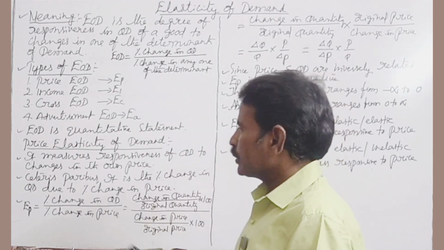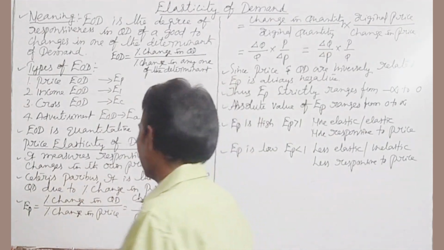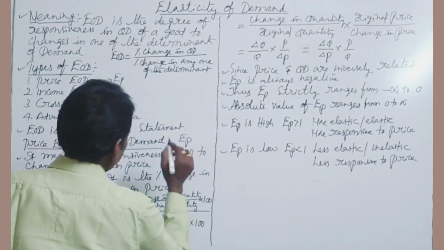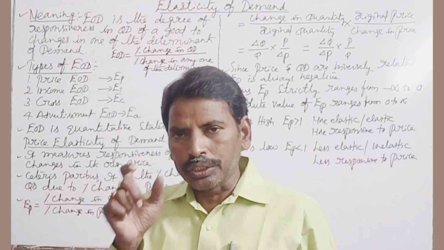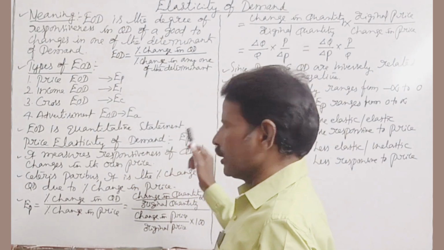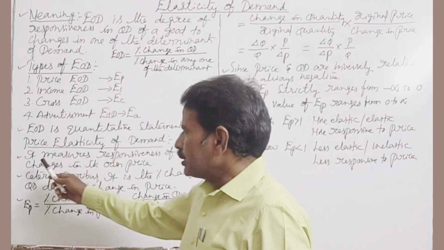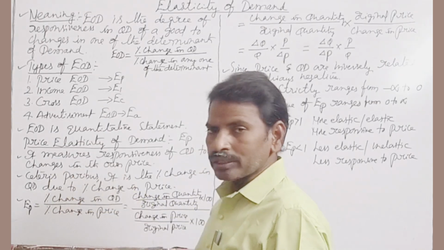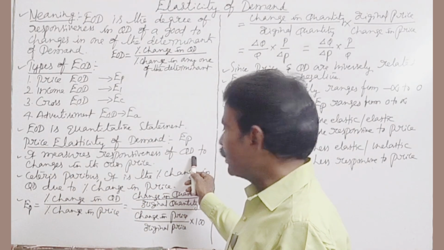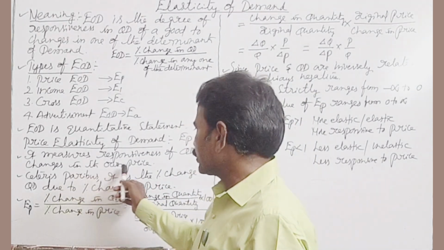Next, the first one, price elasticity of demand, denoted as E suffix P. Price elasticity of demand measures the responsiveness of quantity demanded to changes in its own price.